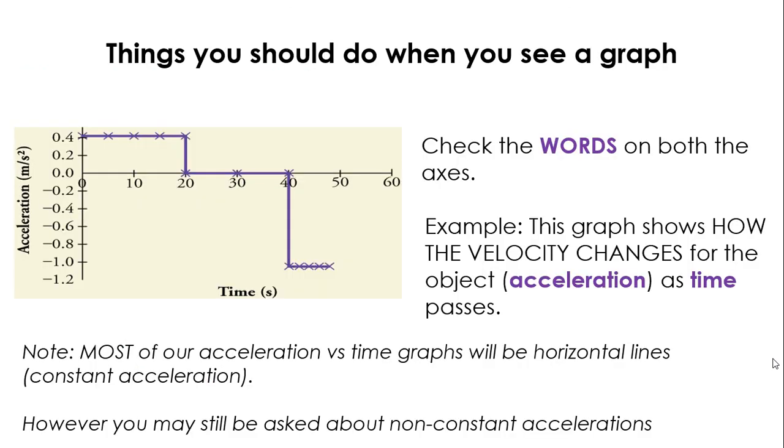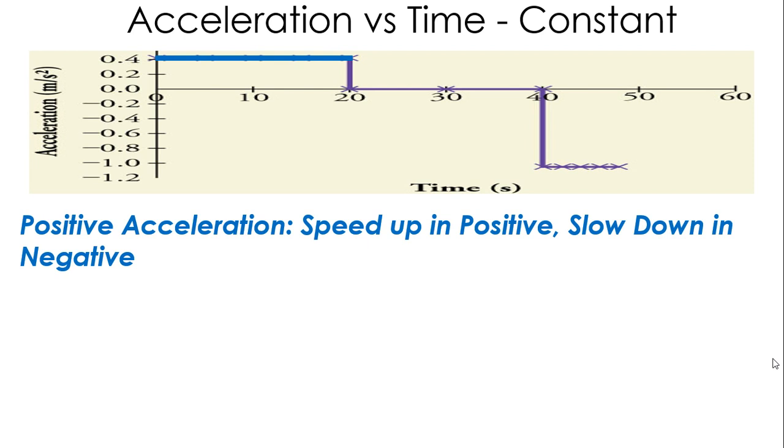All right, last but not least, let's take a look at our acceleration graphs. Now, most of ours are going to be horizontal lines because we're dealing with constant accelerations, but you might be asked some conceptual questions about how the acceleration changes. Again, take a look at what's being plotted on the y-axis. We're plotting how fast our velocity changes every second that passes.